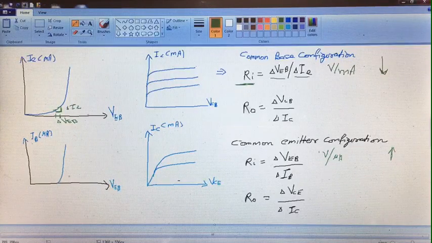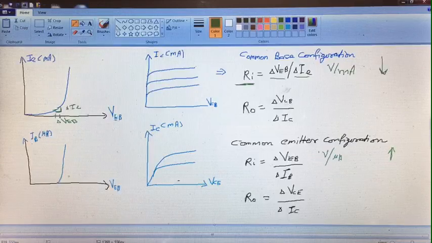Now output resistance. For output resistance, we take del VCB upon del IC for the common base configuration. That means the collector base voltage is changed from this point to this point, and I have selected a particular graph region for the current. In that case, from these two graphs we observe that there is only a very small change in the collector current.